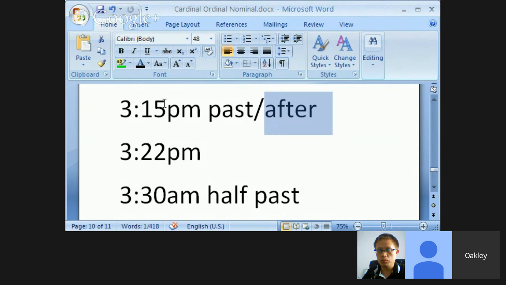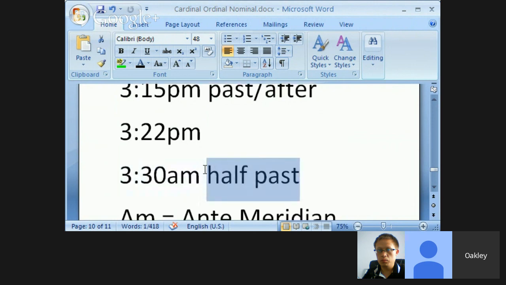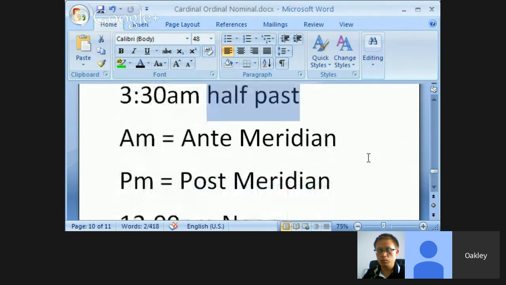Of course, you can always say 3:15, like you can say 3:22. I can say 3:30. It's very normal, and you're never wrong doing that. Half past 3: it's 3:30, that's what that means. Xingyu, what does this mean?